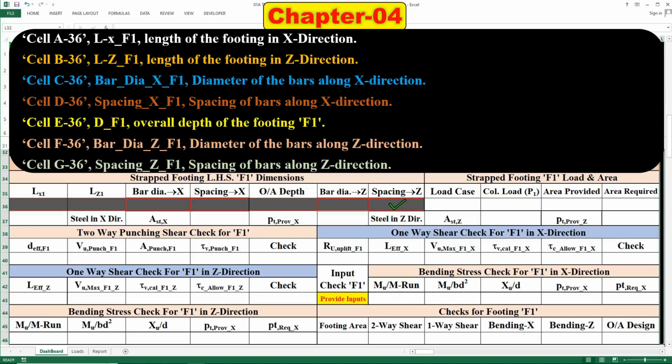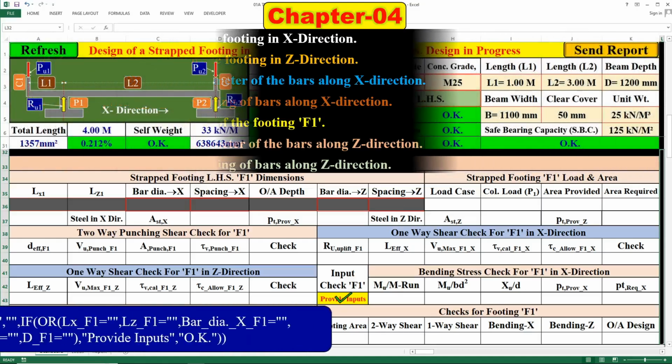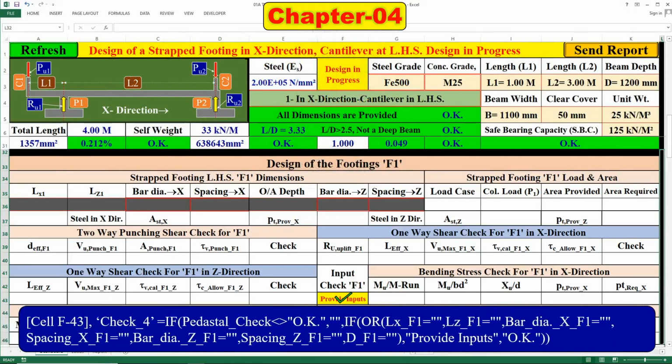Now, on screen, we are seeing the formula for input check for footing F1 in cell F43. Defined name of this is check_4. In this formula first Excel will check pedestal_check, if it remains not OK, cell will remain blank, otherwise, it will check the above inputs and if it finds any input is missing, it will say provide inputs, otherwise it will say OK.